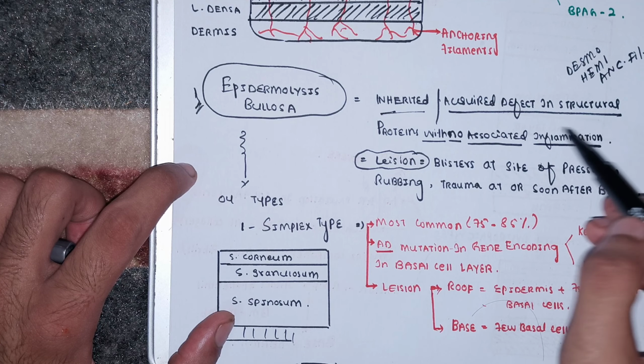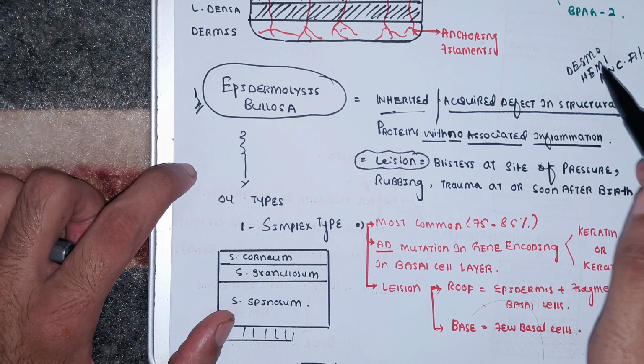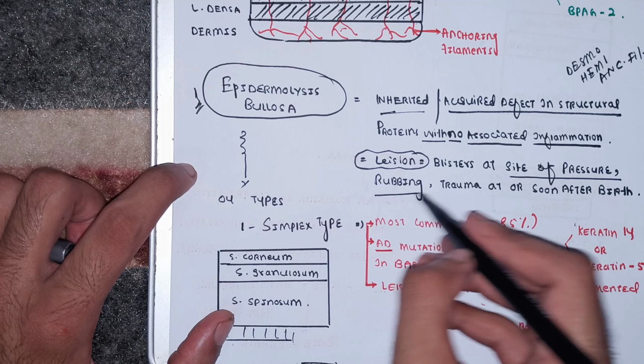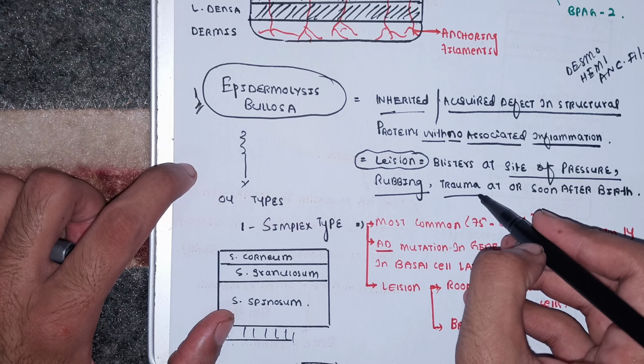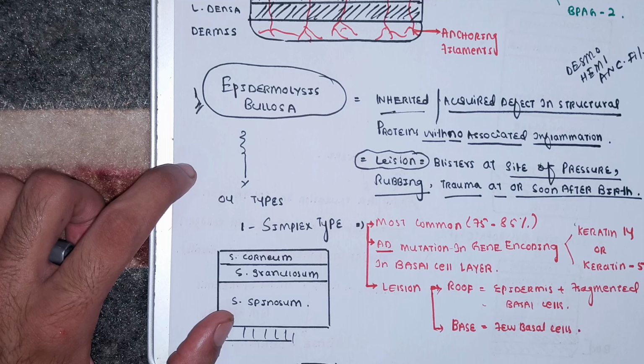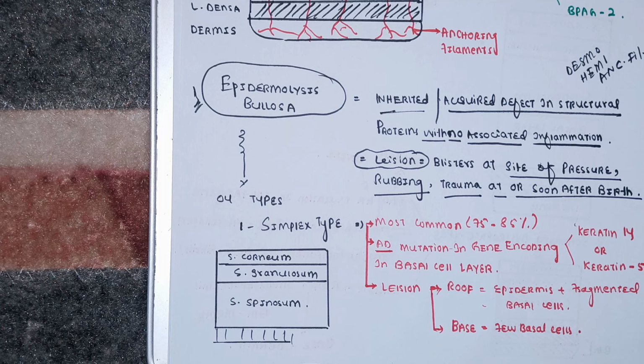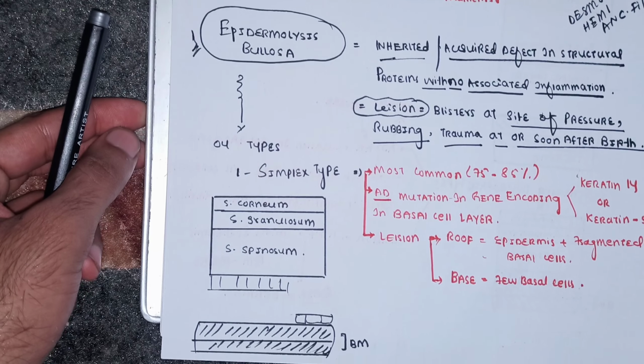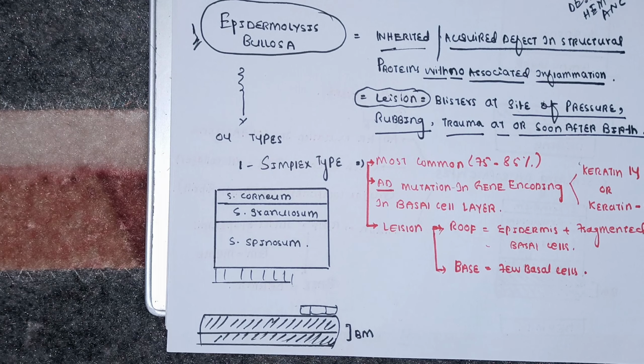What happens if there is a defect in these structural proteins? Blisters appear on the skin, especially at the site of pressure, at the site where you rub the skin, or at the site of minor trauma, at birth or soon after birth. There are four types of epidermolysis bullosa, and if you understand these four types, you will have a better understanding of this topic. Number one is the simplex type. It is the most common type of epidermolysis bullosa, with up to 75% to 85% of cases being of simplex type.